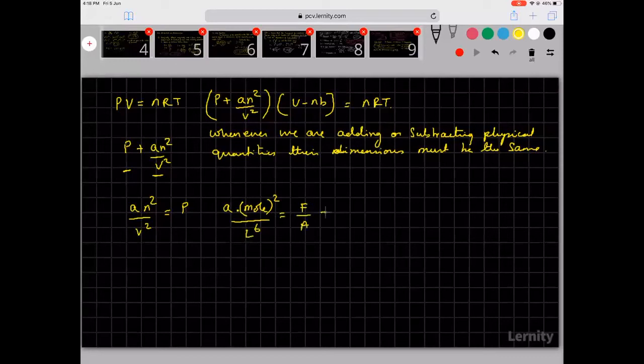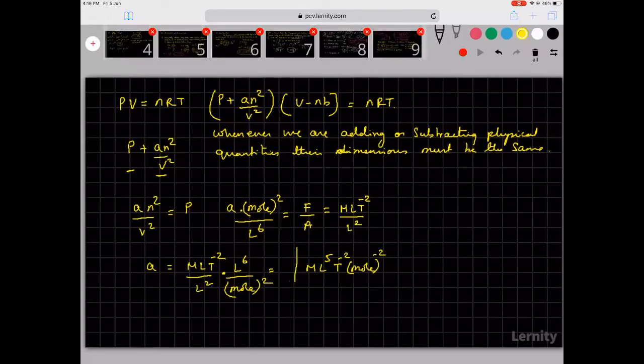Force is m L T power minus 2, by area, and area is L squared. So from that, can I say the dimension of A is equal to m L T power minus 2 by L squared, into L power 6 divided by mole squared? When I simplify this, I get m L power 5 T power minus 2 mole power minus 2. So this is the dimension of A.